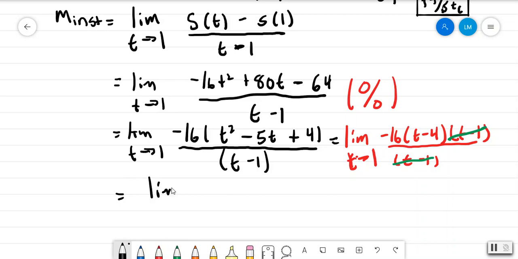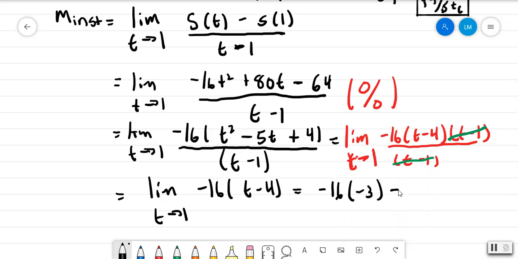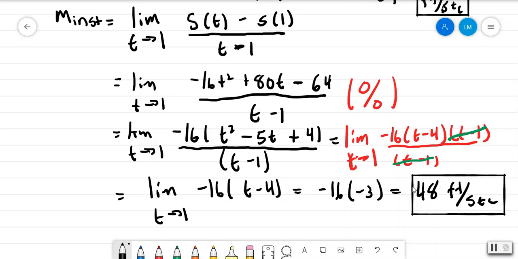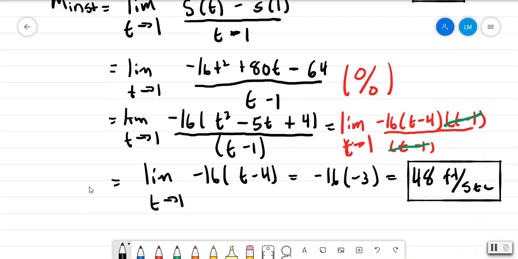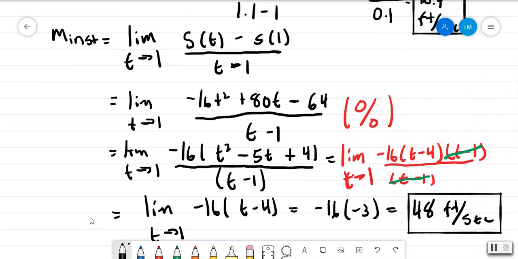you have the limit as t approaches 1 for negative 16 times t minus 4, which is equal to negative 16 times negative 3, but this is equal to 48 feet per second. So we have that the average velocity, or the instantaneous velocity, is 48 feet per second.